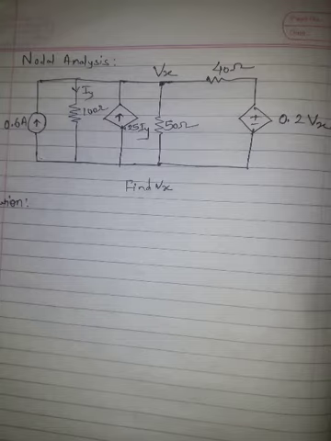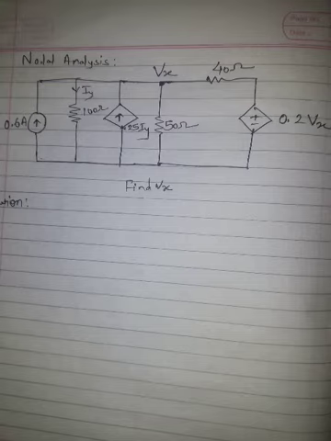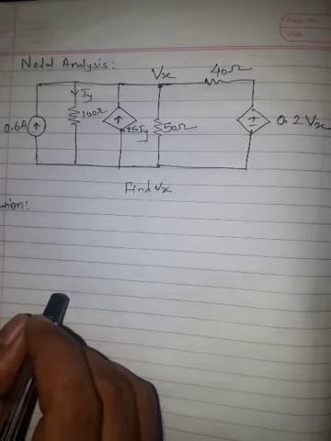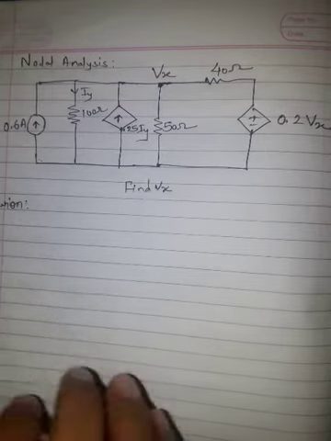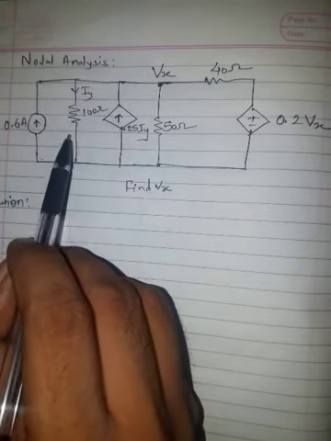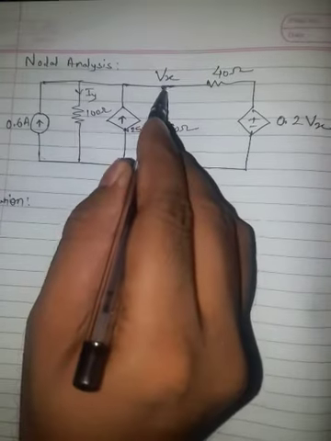Every junction where two or more branches meet is regarded as a node. One of the nodes in a network is taken as the reference node. If there are n nodes in any network, then the number of simultaneous equations to be solved will be n minus 1. Now you can see in this example we have to find Vx. Vx is given here.